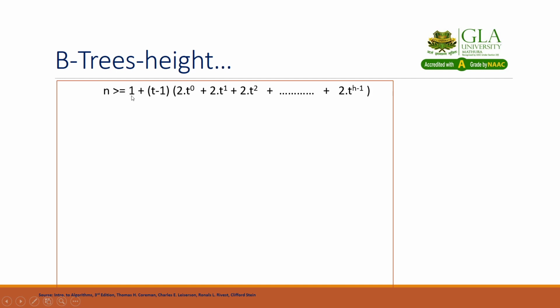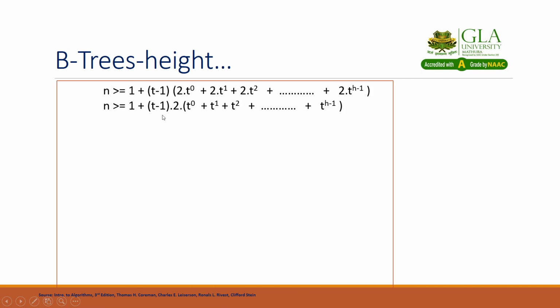1 is representing your minimum number of keys. The root may have one key, so 1 plus every node, whatever the number of nodes we have computed at each level, that is 1, 2, 3 up to h. So every level will consist of t minus 1 number of keys. So here we have taken t minus 1 into the summation of the total number of nodes.